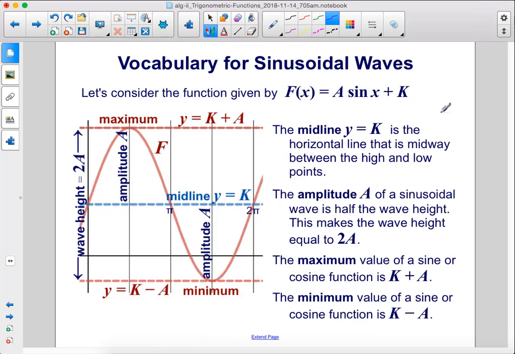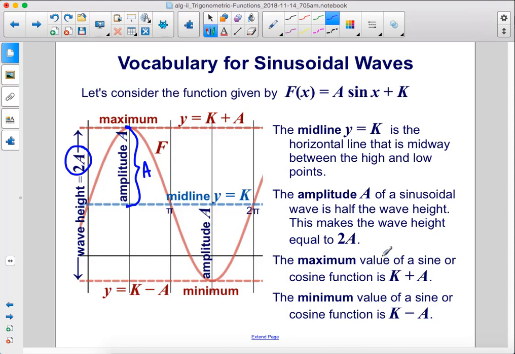Let's consider the function given by f of x equals a times sine x plus k. The midline, y equals k, here in blue, is the horizontal line that is midway between the high and low points. The amplitude a of a sinusoidal wave is half the wave height. This makes the wave height equal to 2a. So from here to here is a. So the total height from here to here is 2a.